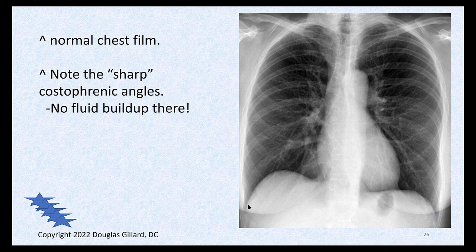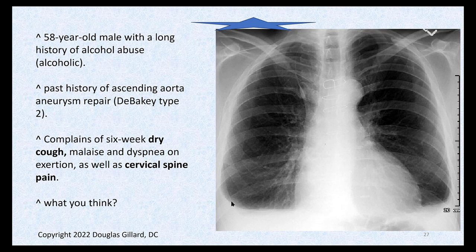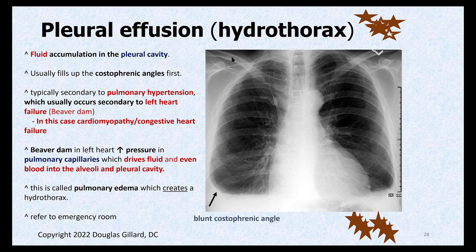Now look at this guy's. See, there's no angle. They're filled. This is all fluid. Yep, so he's also had an aortic aneurysm too to make things worse. So yeah, he's got a hydrothorax. So he's got an accumulation of fluid draining out into the pleural cavity and filling things up.